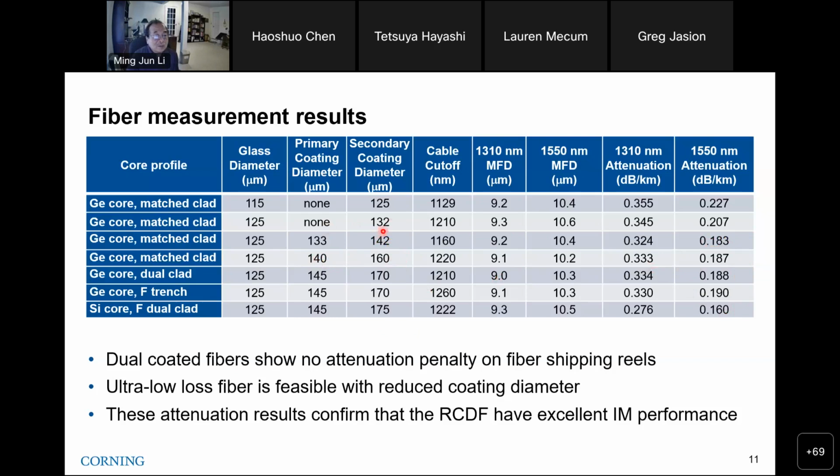For the single coated fiber, very thin, only a single layer coated fiber, the attenuation is slightly higher, but it's still low enough for short reach applications. So the attenuation test on shipping reel confirmed that the RCDF fibers have excellent intrinsic microbending performance.